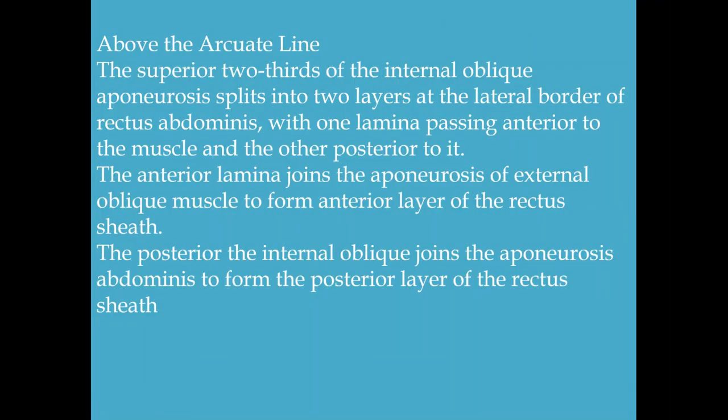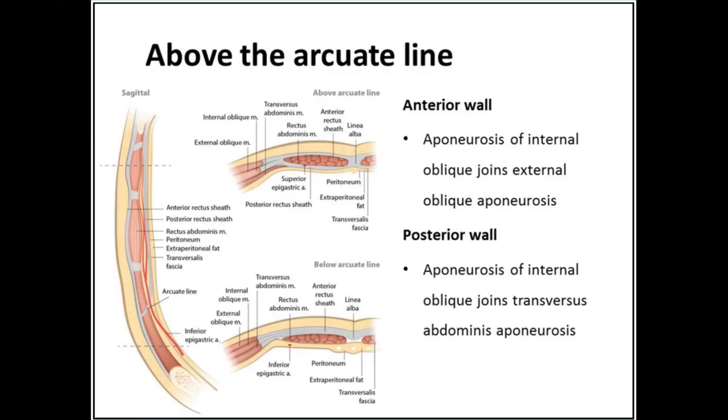If you want to discuss the rectus sheath, we talk about above the arcuate line and below the arcuate line. First we'll discuss above the arcuate line. Here is the arcuate line, the anterior wall and the posterior wall. Here the aponeurosis of the internal oblique joins the external oblique aponeurosis. The superior two-thirds of the internal oblique is split in two layers.